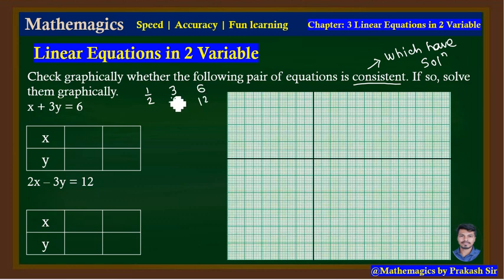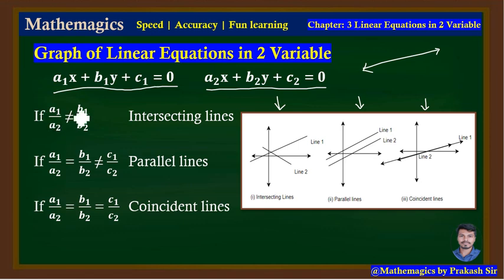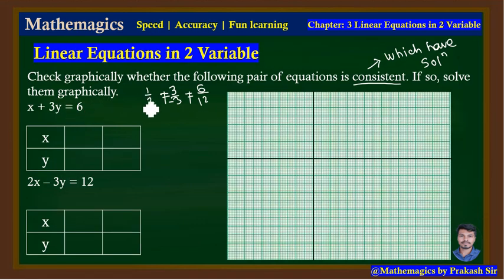In this case, dear friends, 1 by 2 is not equal to 3 by minus 3 is not equal to 6 by 12. So it is having the first condition which we have already discussed. Let me show that: A1 by A2 is not equal to B1 by B2. Here also we are getting that A1 by A2 is not equal to B1 by B2. It means it is consistent and it has a unique solution, or one solution.